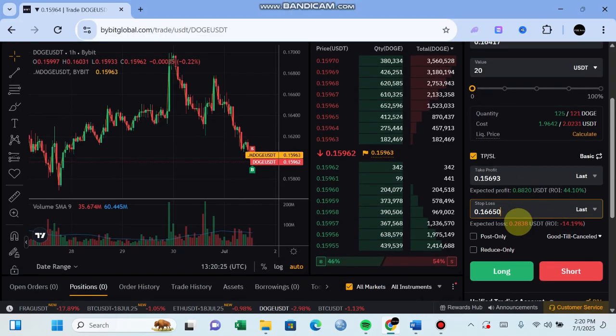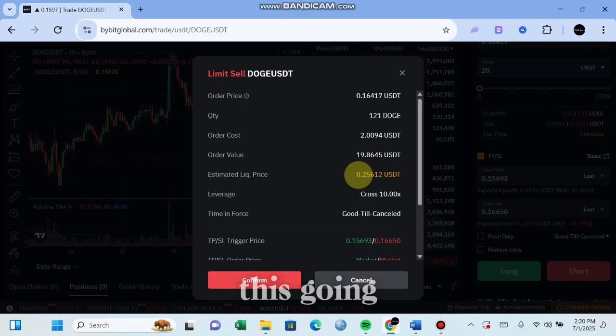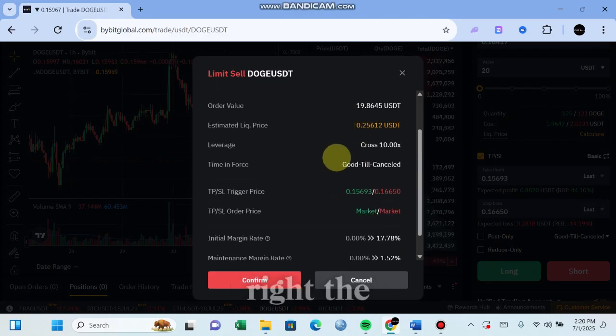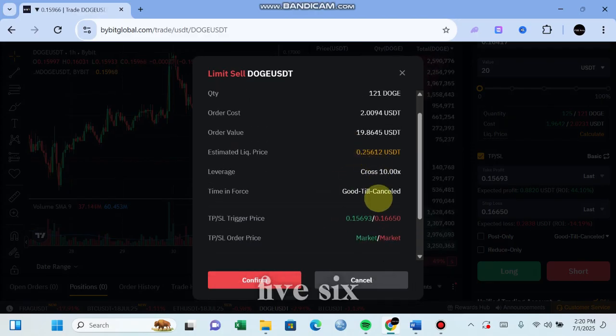So you can see, right? If you do this, then since we are shorting, you click on short. If you do this, it's going to confirm. You can see we are shorting, right? The liquidation price is 0.256, stop loss is 0.156. If we are shorting it, it means we feel the price of the coin is going to go down.